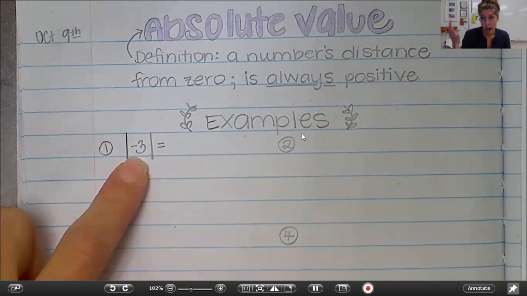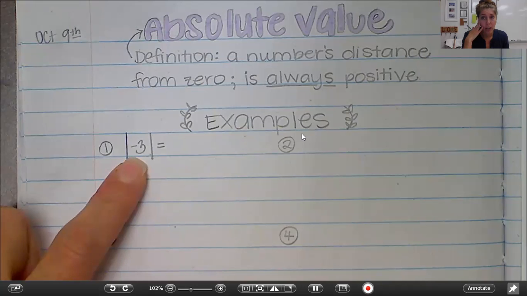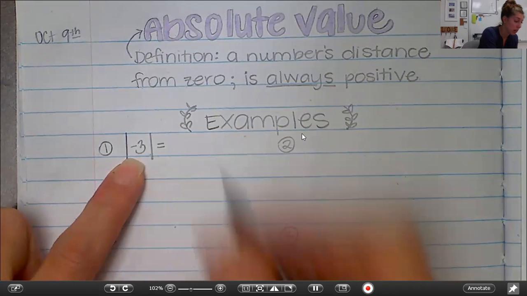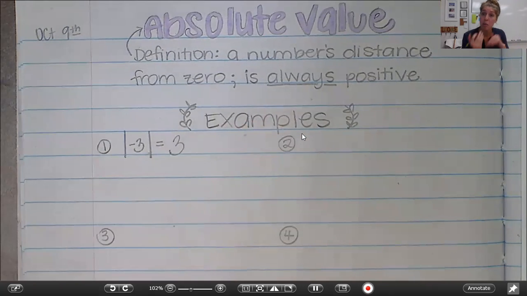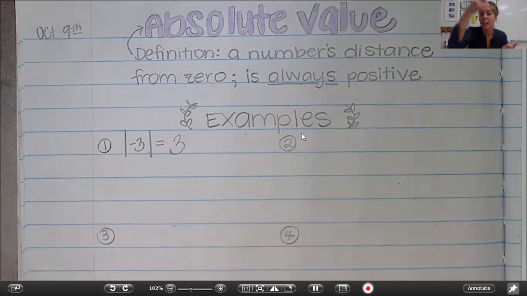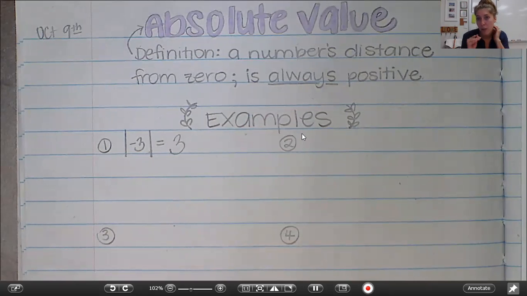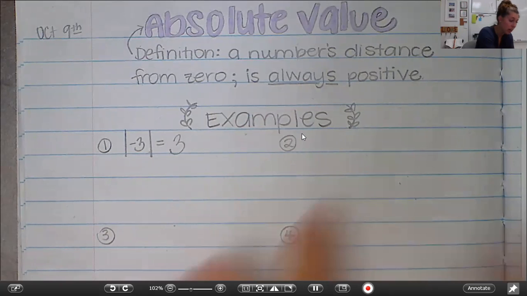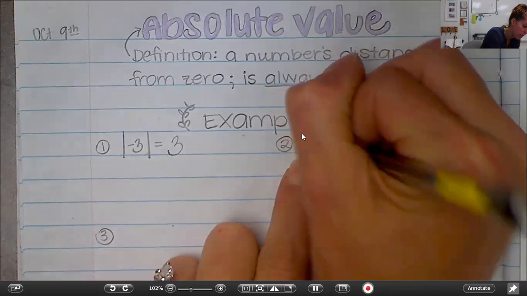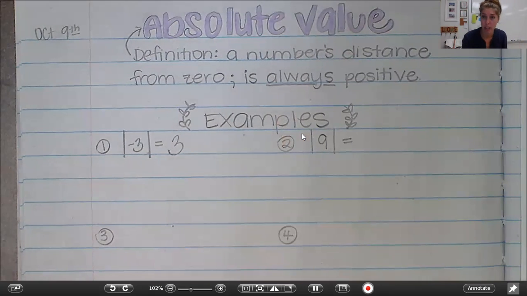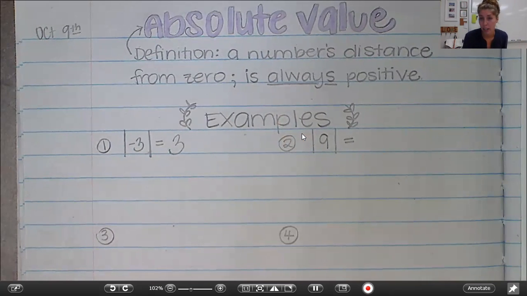So again, -3, thinking about the absolute value, it is 3 spaces from zero. So we just take it positive. Once you find the absolute value, the bars are gone. So you will never have absolute value bars in your final answer. Absolute value of 9, right? Again, thinking about where 9 is on the number line, it's 9 spaces from zero.